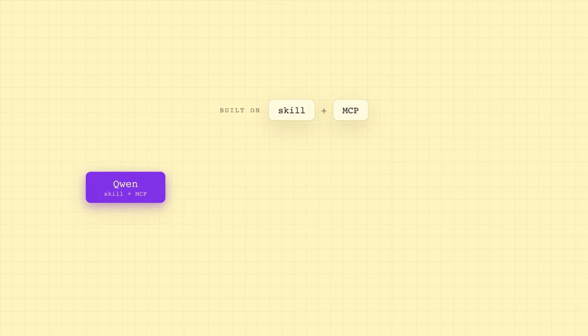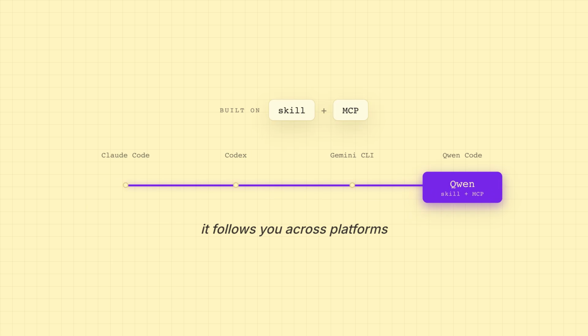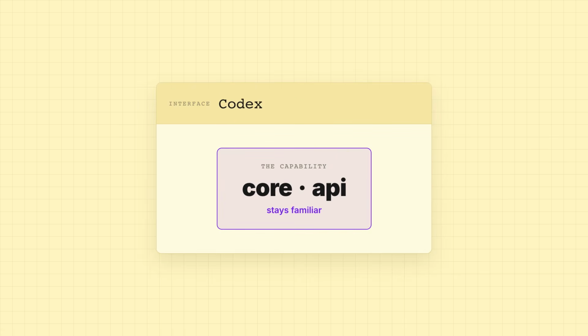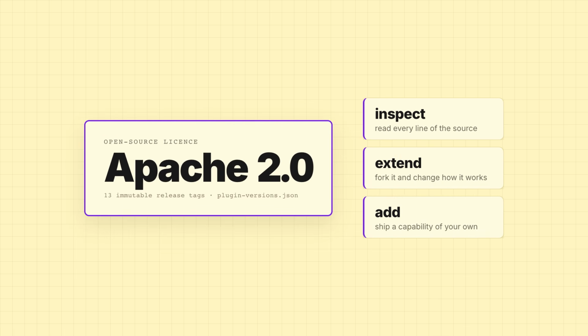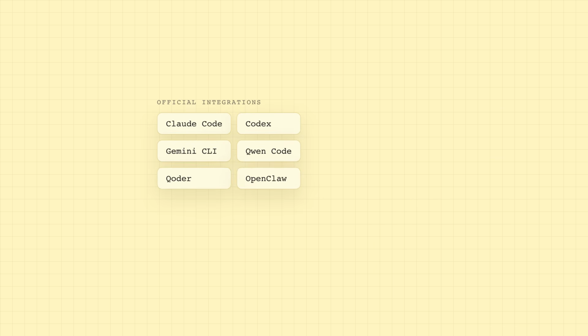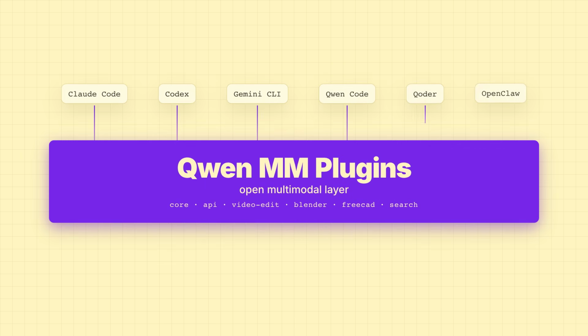And because the project uses Skills and MCP, it can follow developers across different agent platforms. The interface may change, but the capability can remain familiar. The repository is also released under the Apache 2.2 license. Developers can inspect it, extend it, and add new capabilities. That could turn Qwen MM Plugins into more than a collection of official integrations. It could become an open multimodal layer shared by many different agents.